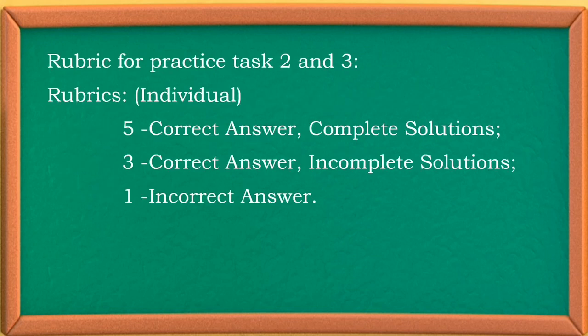So this is the rubric for practice task 2 and 3. For every item, you will get 5 points if you got the correct answer with complete solutions. You will get 3 points if you got the correct answer but you have an incomplete solution. And 1 point if you try to answer the problem but you got the incorrect answer. And of course, 0 points for those who did not try to solve any of the problem.